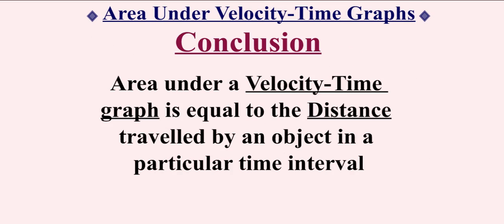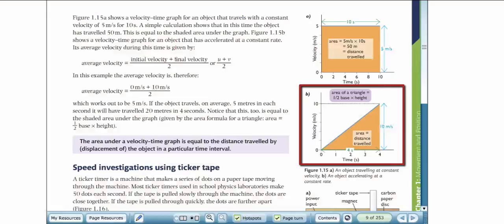So we conclude that the area under a velocity time graph is equal to the distance traveled by an object in a particular time interval. And instead of distance, we can also use the word displacement of object, and we've already discussed the difference between the two in the distance and displacement video. Now we're going to take another example, graph B, and get the distance traveled by this object represented in the graph.